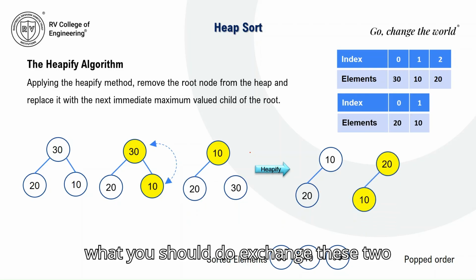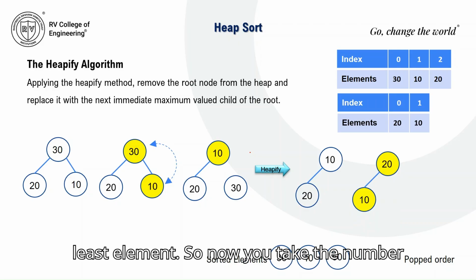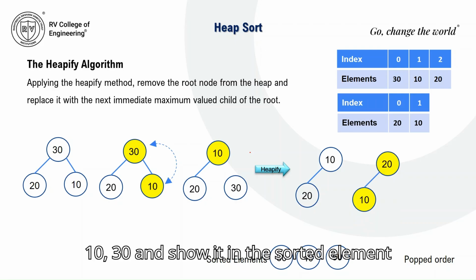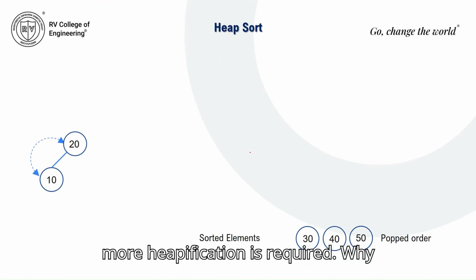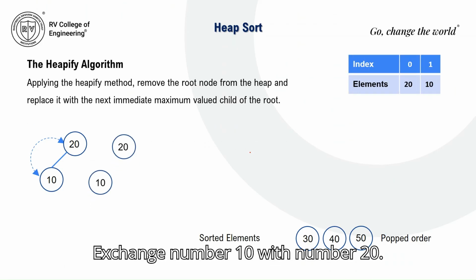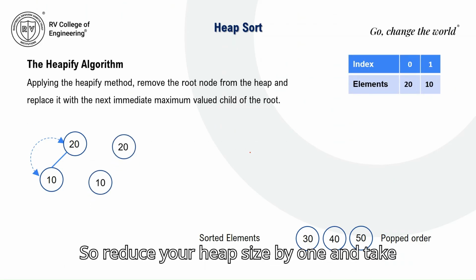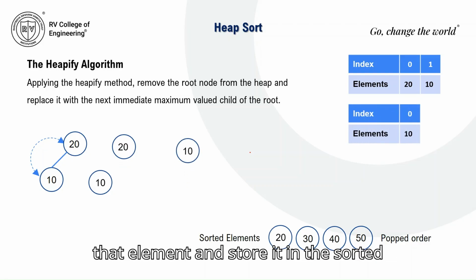Then what should you do? Exchange these two elements. So number 20 goes to the root and number 10 will be at the last position. Now you take that number 30 and store it in the sorted element list. So now one more heapification is required. Why? Because your heap size is greater than 1. So exchange number 10 with number 20. Reduce your heap size by 1 and take that element and store it in the sorted array.